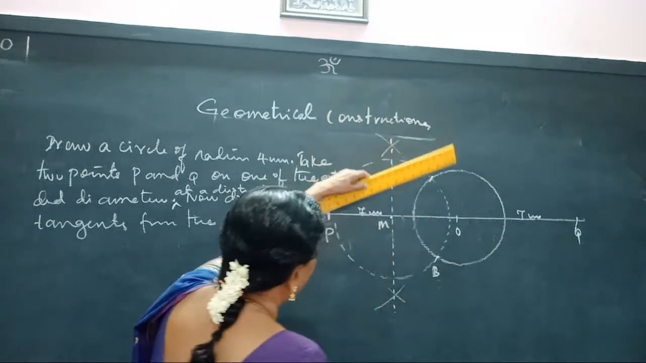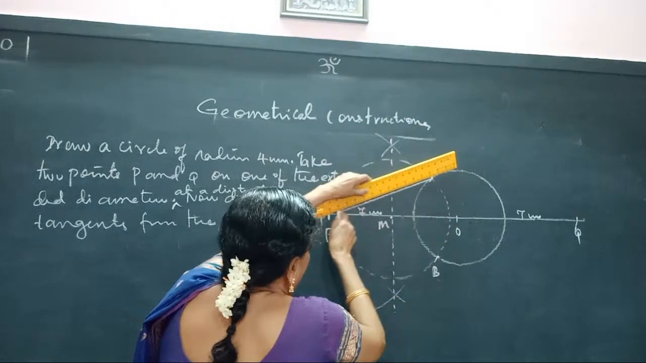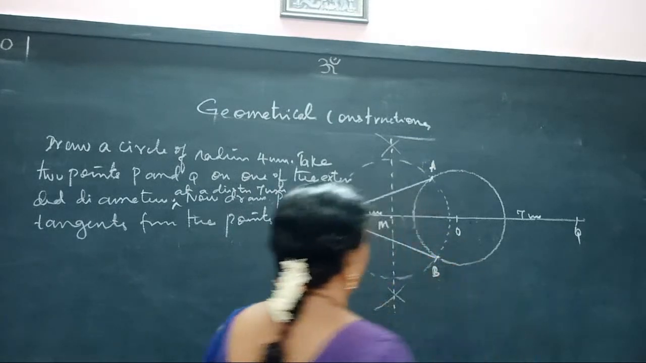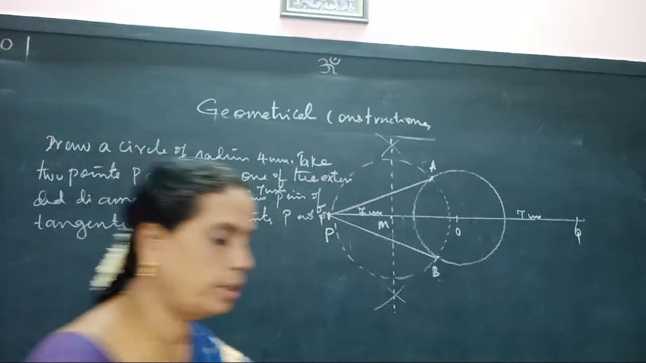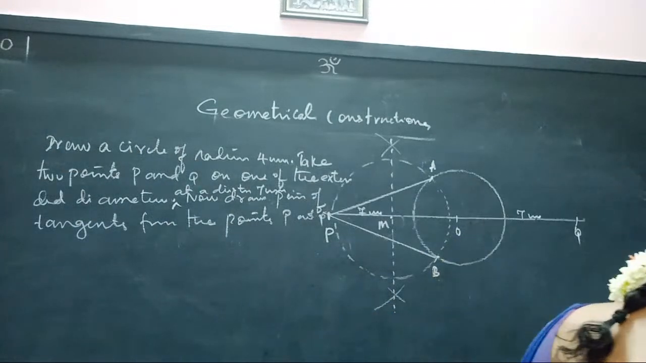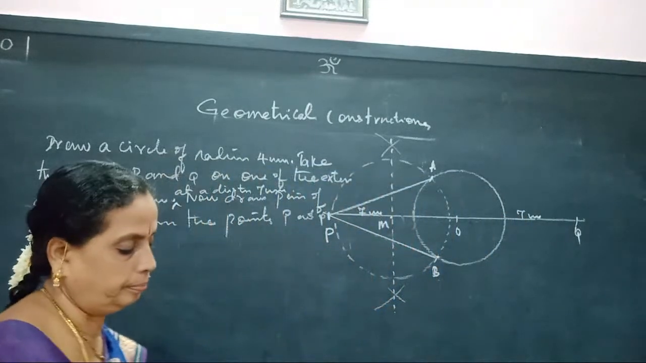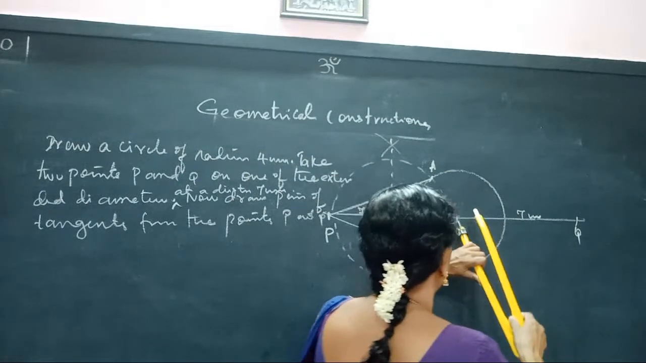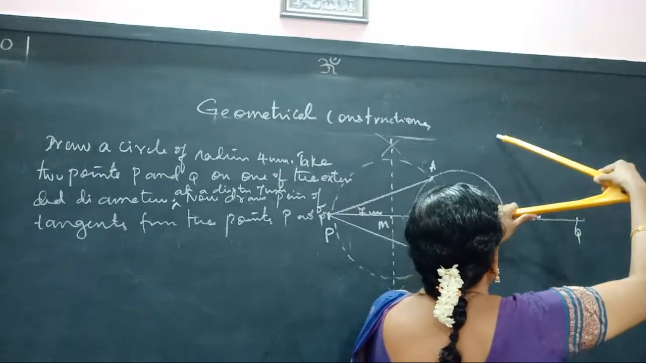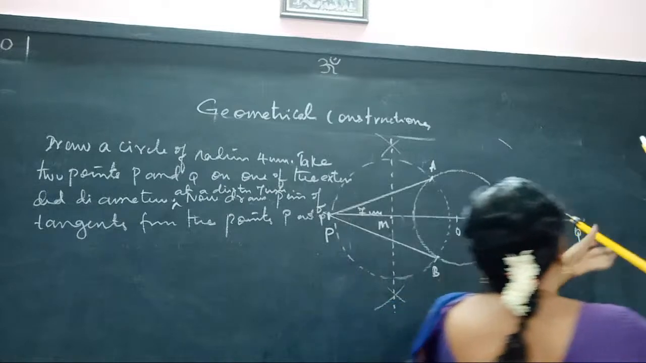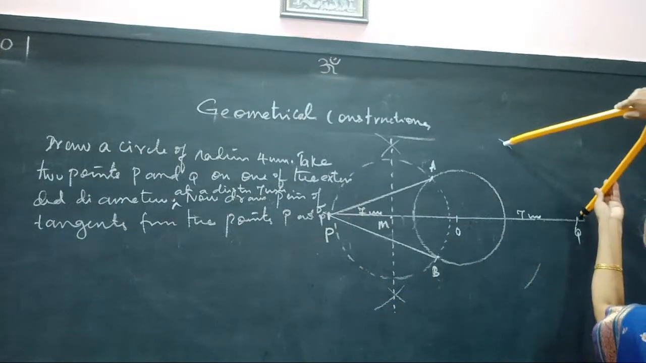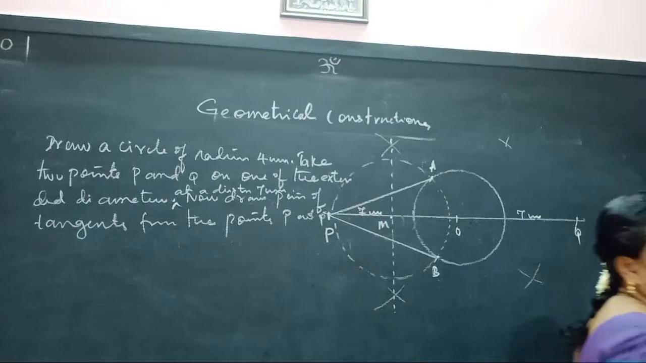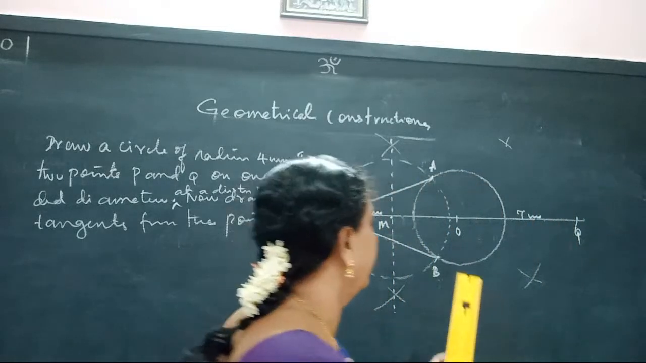Join PA like this, PB. One part over. Same procedure you take for the second point Q. That is, construct the perpendicular bisector to OQ, taking more than half, cutting on both sides with the same radius. From here, cut off the former arc.